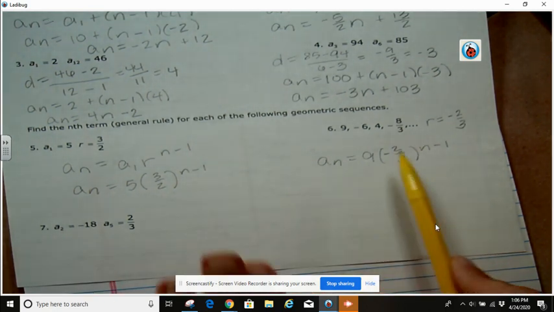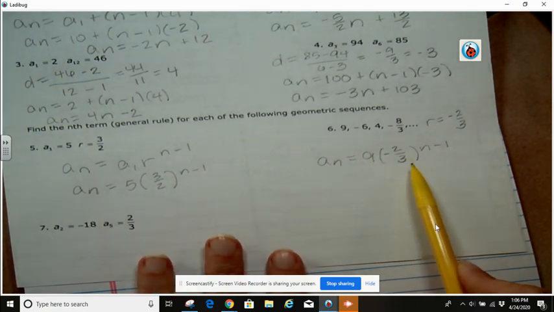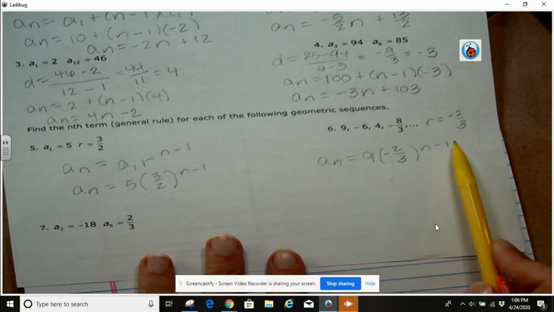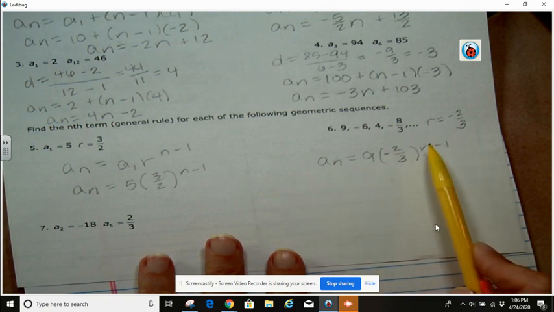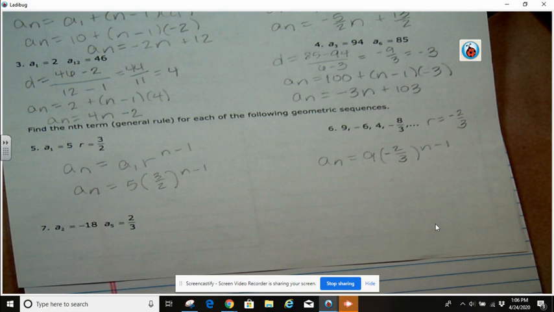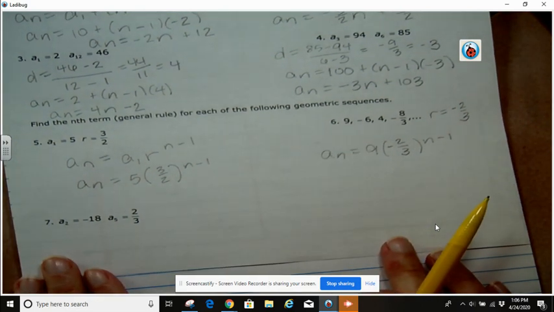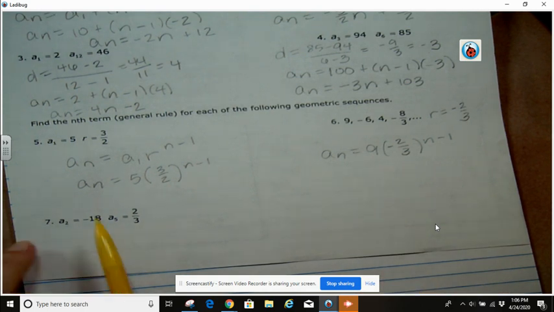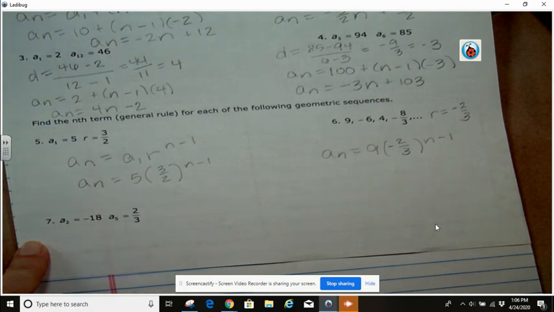Once again, you cannot simplify that anymore. You cannot multiply the 9 times the negative 2/3 because you would have to follow order of operations and take care of the exponent before you could do that multiplication. Now, number 7's got a little extra there. So we need to find the value of a sub 1 and the value of r here.